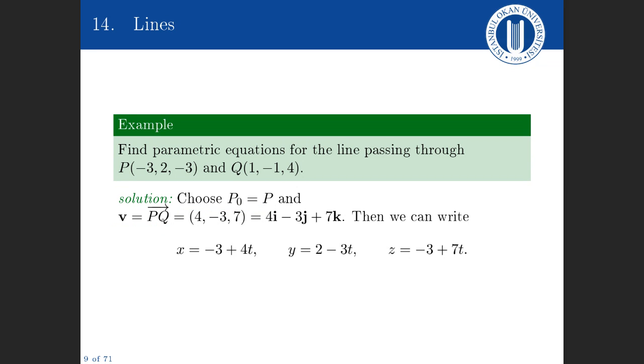We just look at the x equation first of all. The minus 3 comes from the point on the line, and the plus 4 comes from the vector. And then we look at the y equation. 2 comes from the point, and the minus 3 comes from the vector, and so on.